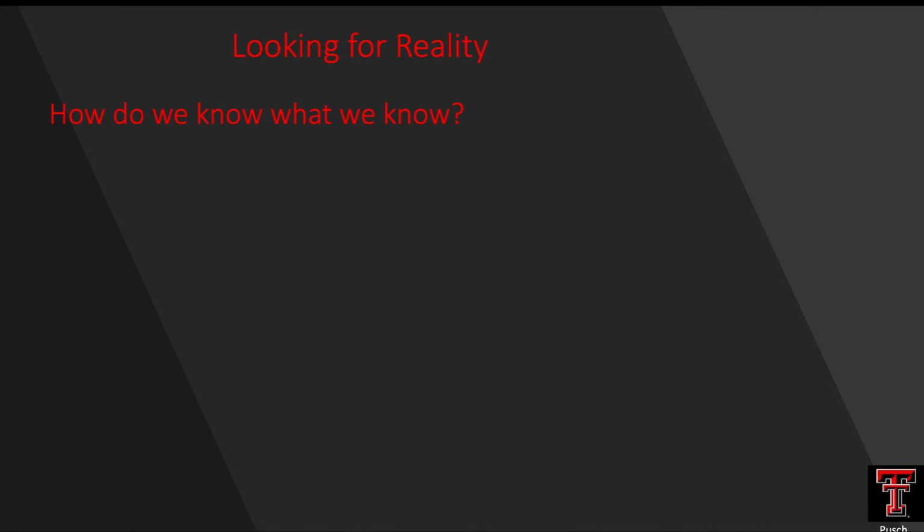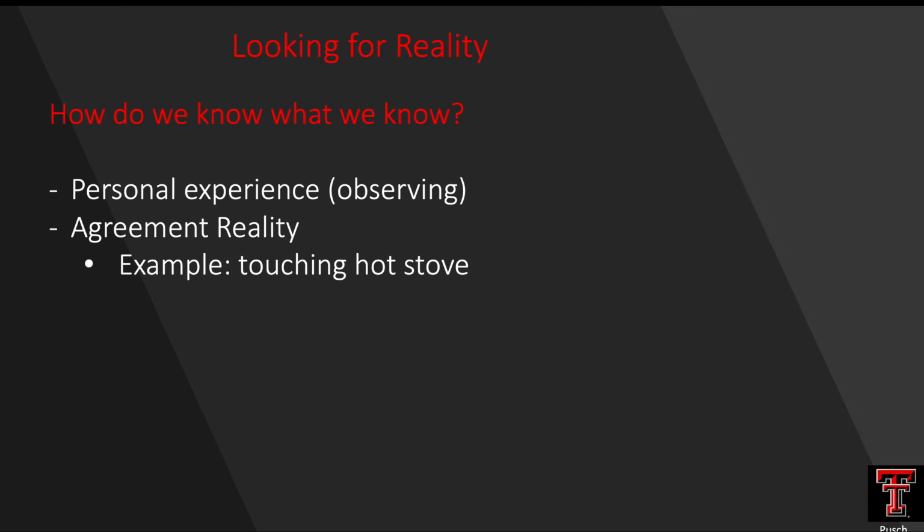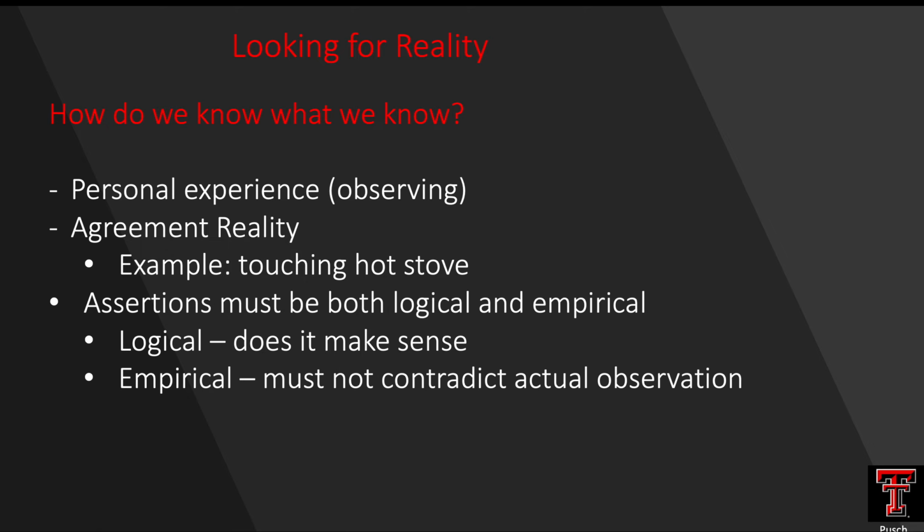So the first thing we're going to talk about is what social research is and how we know what we know. We can have our opinions and our experiences from a lot of different areas, such as personal experiences or observing something, agreement reality, for example, touching a hot stove. This means that you don't necessarily have to touch a stove every time to know that it's going to be hot. You can agree with the statement that a stove that is on is going to be hot. You don't have to touch it every time to make sure that it's always going to be hot.